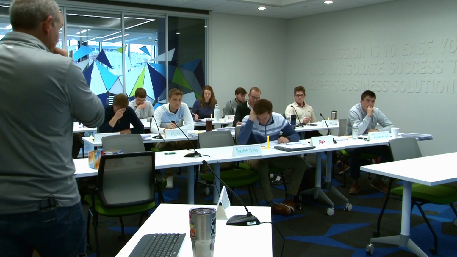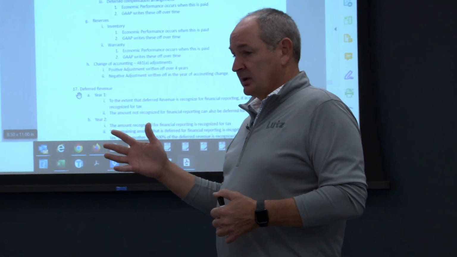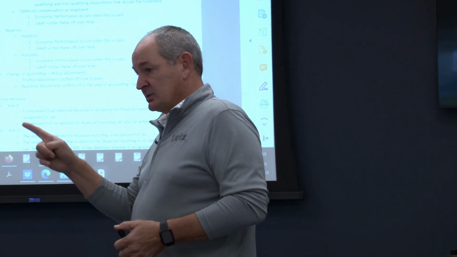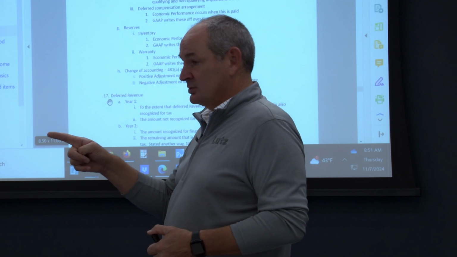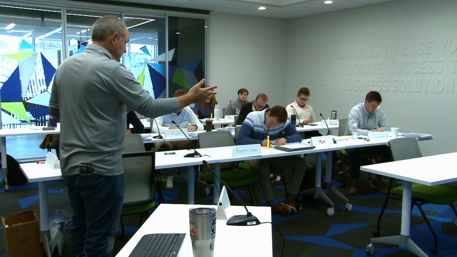Anytime there's a reserve, generally it's not going to be deductible. There's two categories where reserves are deductible. One is insurance companies, and the second is banks. I think banks. I don't know. I'm sure insurance companies.